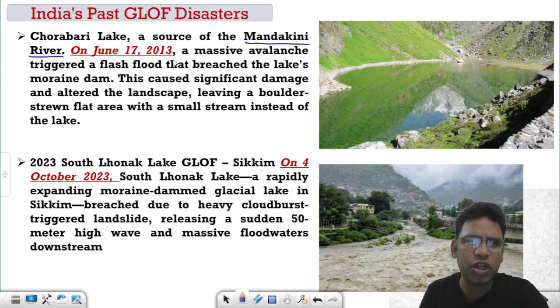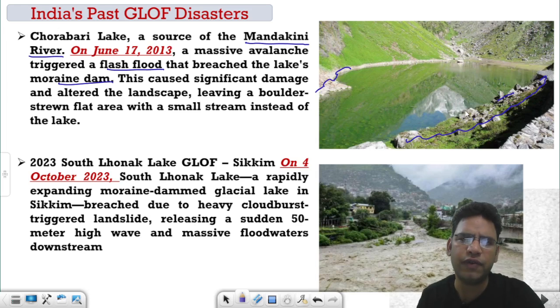On June 17, 2013, what happened? A massive avalanche triggered flash floods that breached the lake's moraine dam. So this dam that you can see here, made of loose debris, the water held behind it, it was broken basically, right? This caused significant damage and altered the landscape.